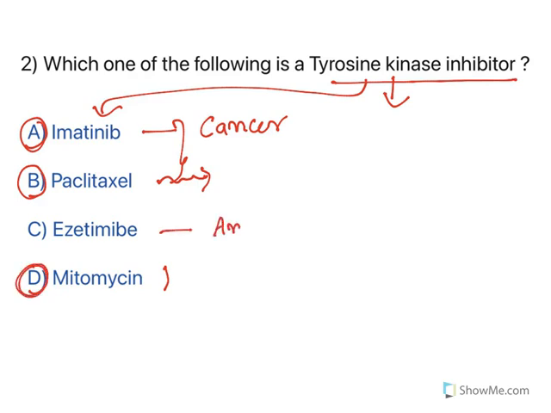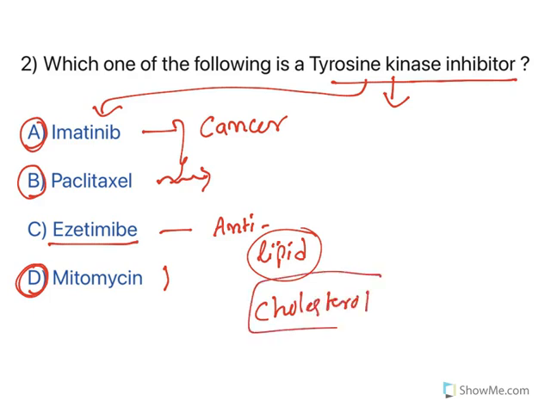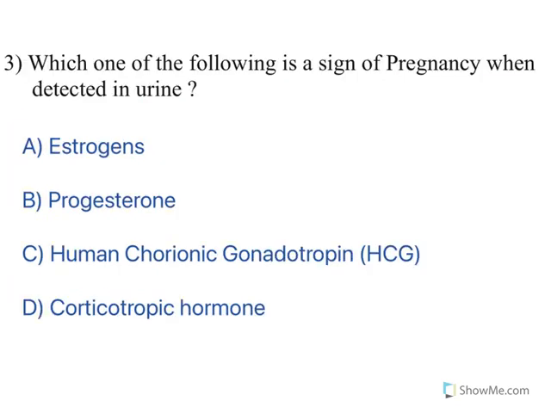Ezetimibe is a lipid-lowering or anti-atherosclerotic drug. How it lowers lipid amount is, ezetimibe inhibits cholesterol reabsorption. Cholesterol absorption from the intestine is inhibited by ezetimibe. So the answer for this tyrosine kinase inhibitor is imatinib mesylate. Moving to the next one.